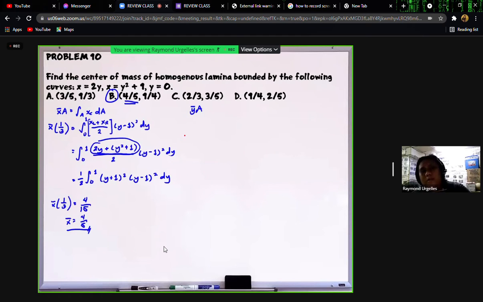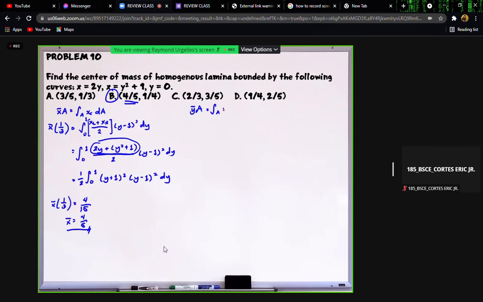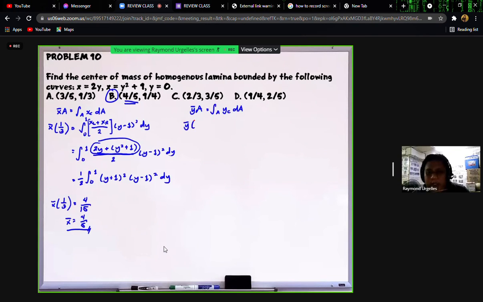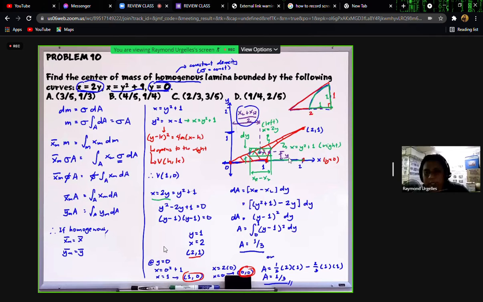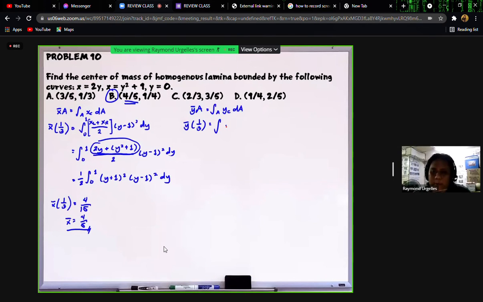But to check, let's try to solve for y bar. y bar times the area is equal to the integral over the area of y sub c dA. So we get y bar times 1/3 equals the integral. What is our y sub c? Our y sub c is simply y. And our dA is this one.